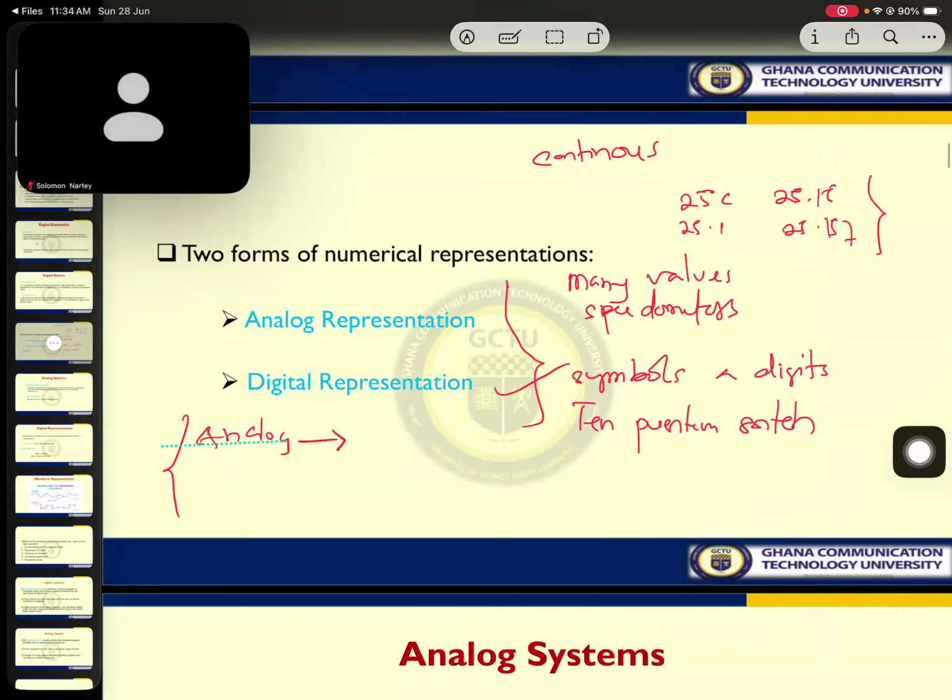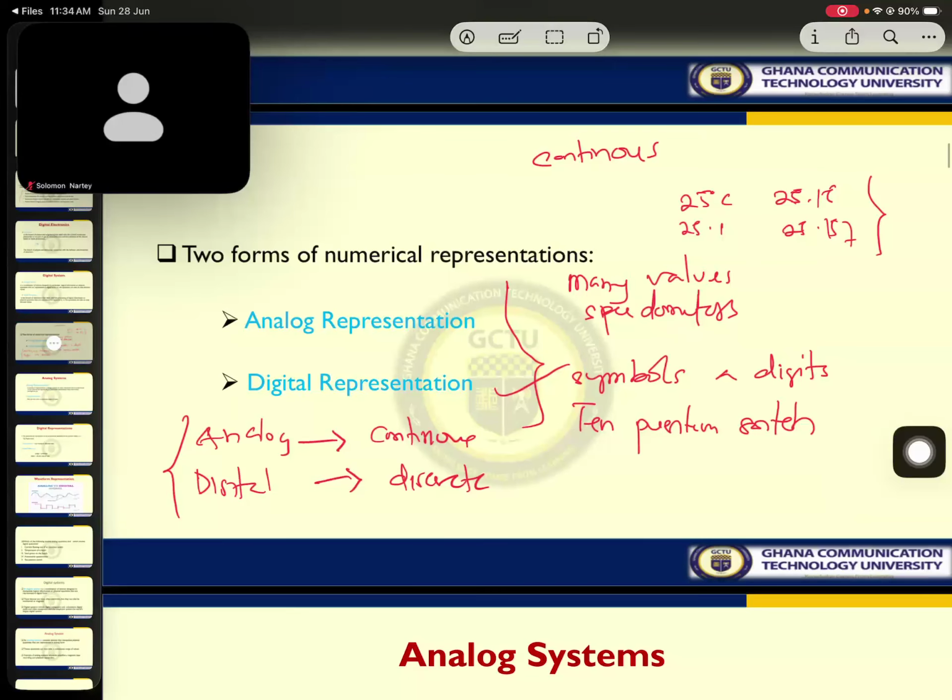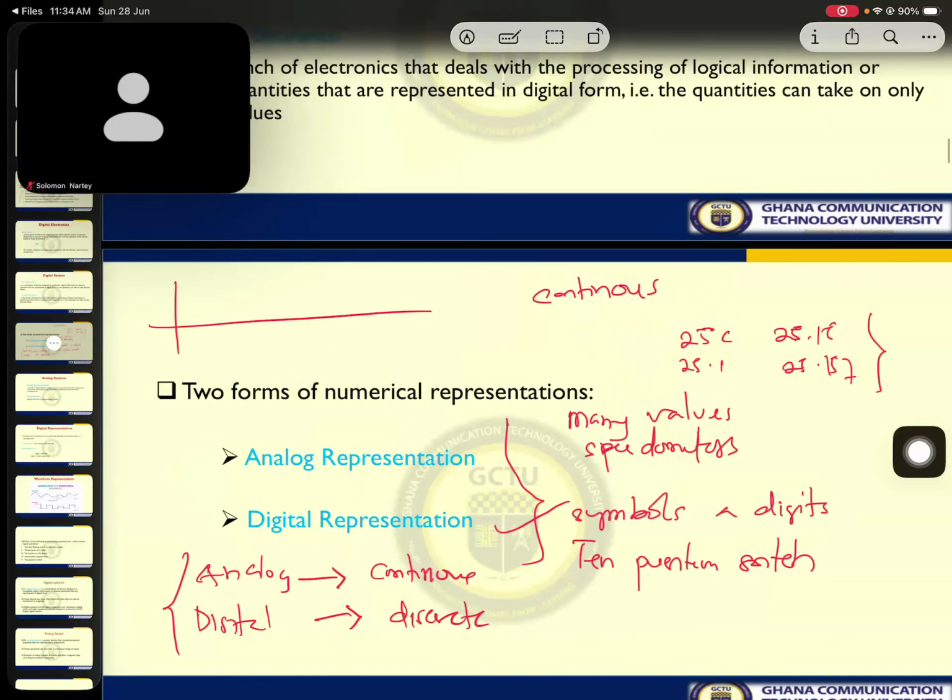On this slide, the take home is that analog is continuous and digital is discrete. What you have to know is that analog is continuous and digital is discrete. If you look at the waveform of analog, it changes smoothly with time, continuous like this.